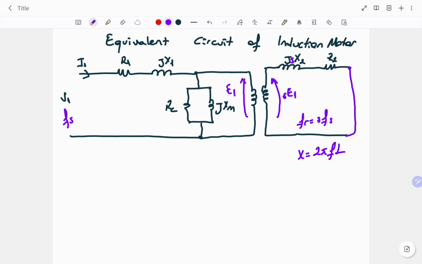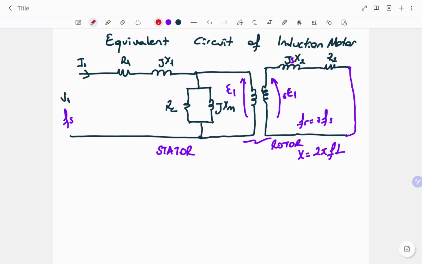So what we have finally, R1, X1, RC, and XM for the stator part components, and X2 and R2 for the rotor part of the induction motor. And also we discussed in the transformer topic, we can simplify by eliminating the conversion part. We can integrate the conversion inside the parameters and we can use a single circuit.